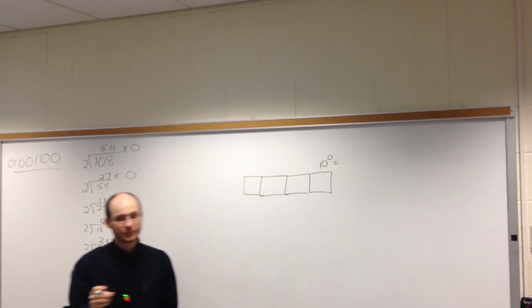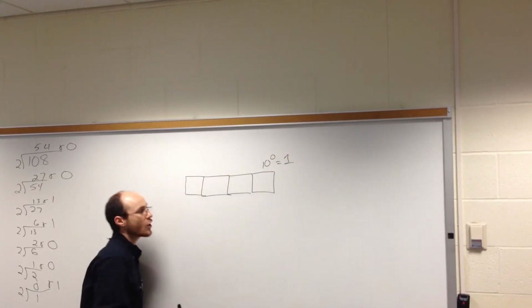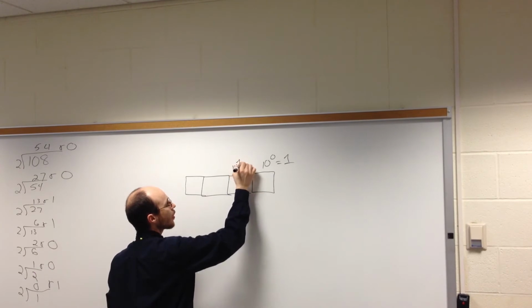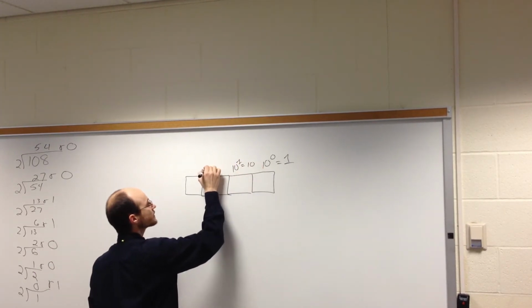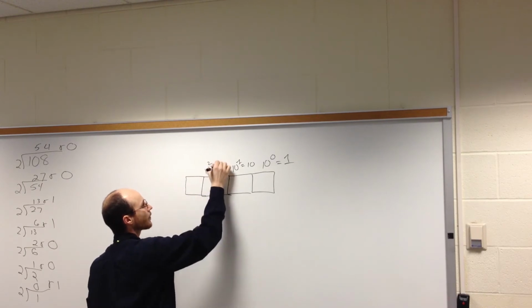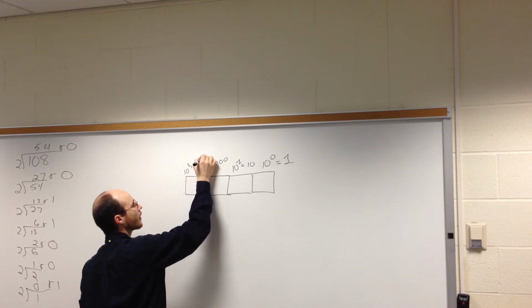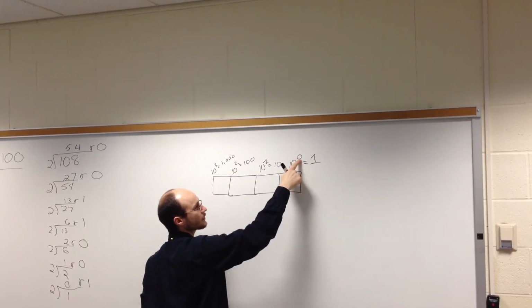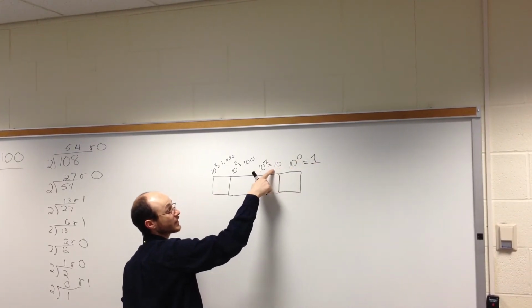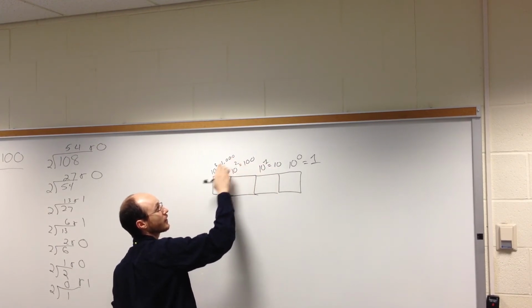What's 10 raised to 0? 1. What's 10 raised to 1? What's 10 raised to 2? And 10 raised to 3? Starting to see a pattern here? How many zeros existed after this one? 0. How many zeros existed after this one? 1. How many zeros? Right?